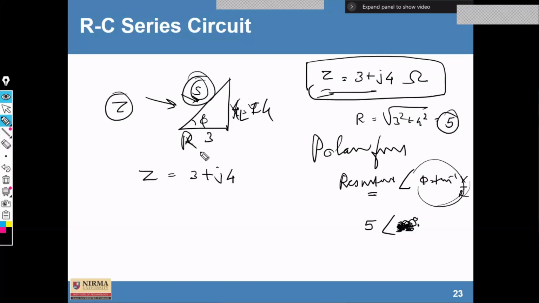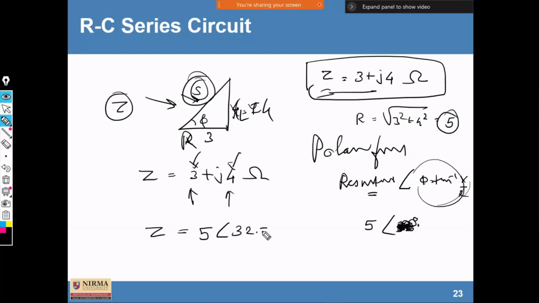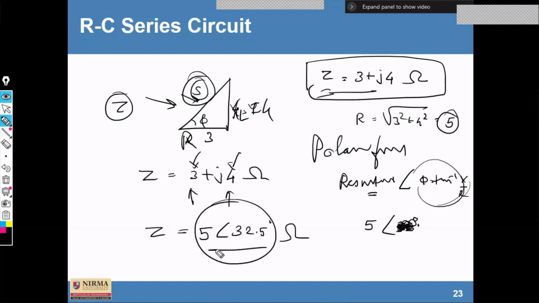So in an example, impedance may be given in this way. The meaning is that the resistance value is 3 and the XL value is 4. In an RL circuit, or in an RC circuit, the resistance is 3 and the capacitance value is 4. And sometimes the impedance is given like 5 at 32.5 degrees. So impedances may be given in this way also.